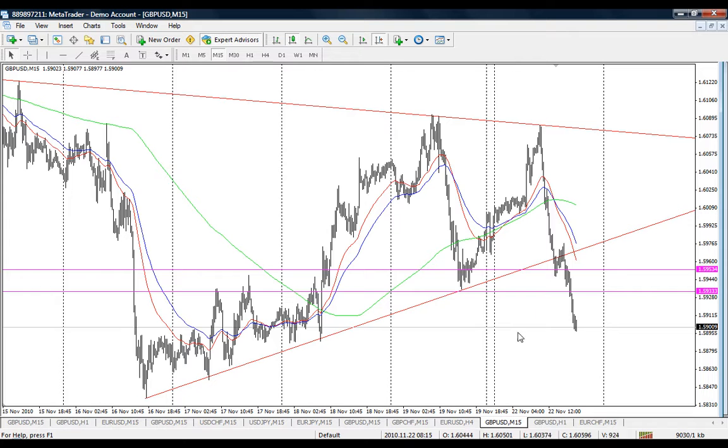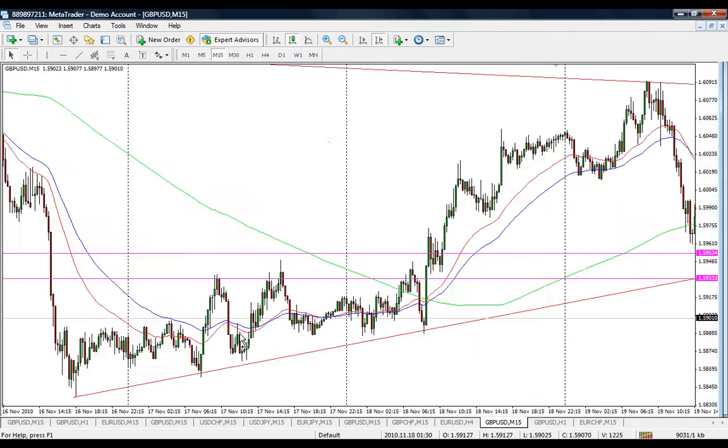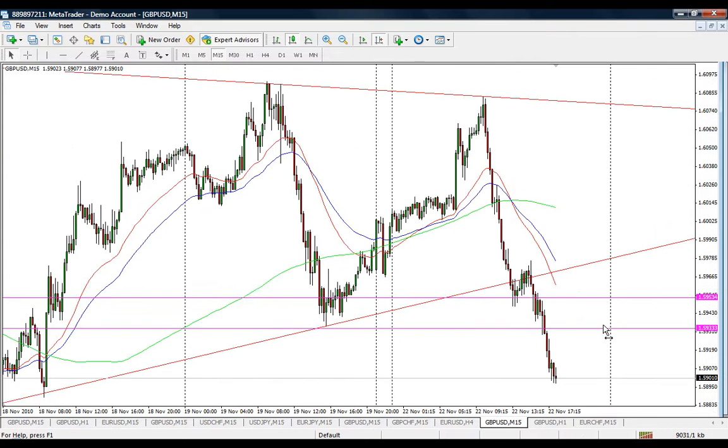We saw a break happen here. If we just zoom into where that was, we can bring it across here. We saw our break happen. Our break candle is here. We saw our trade open 5 points below that at 1.5953, and we were looking for the momentum to take it down here. As you can see, that has now happened.